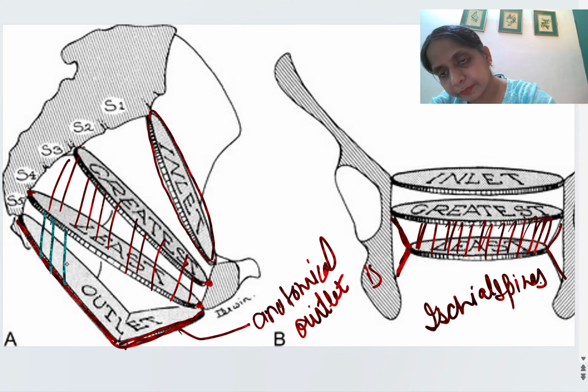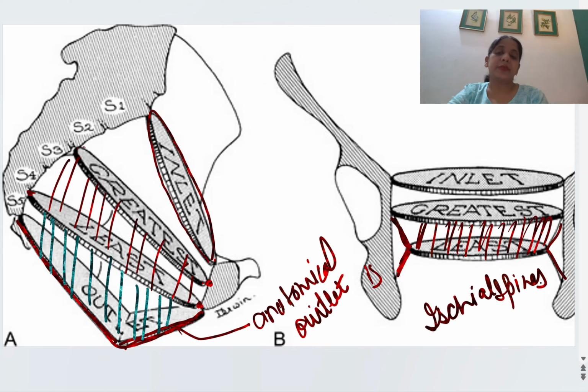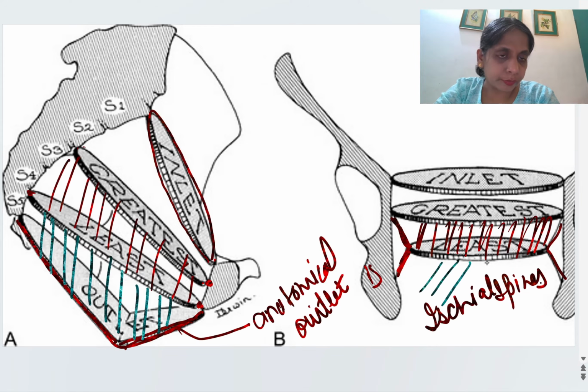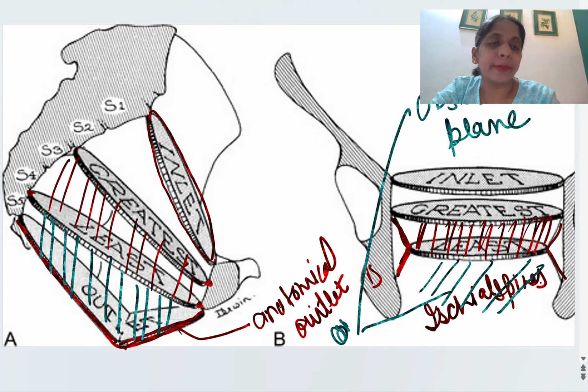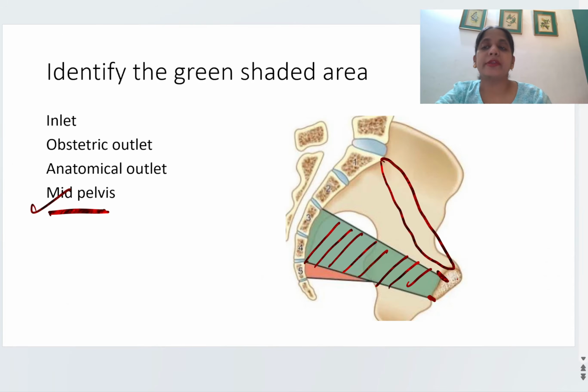This space, this cavity, this segment of the pelvis, which is between the plane of the least dimension and the outlet, this space below is known as the obstetric outlet. So the obstetric outlet is wrong, because the obstetric outlet is this.